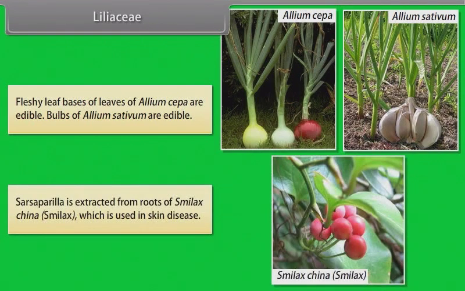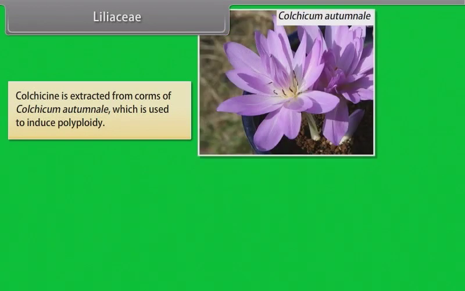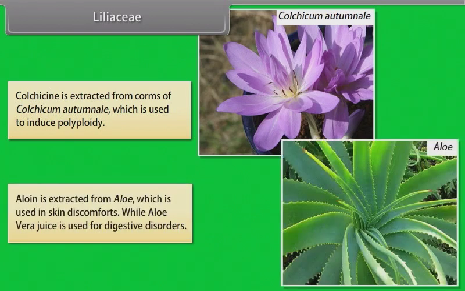Sarsaparilla is extracted from roots of Smilax china, which is used in skin disease. Colchicine is extracted from corms of Colchicum autumnale, which is used to induce polyploidy. Aloin is extracted from Aloe, which is used in skin discomforts, while aloe vera juice is used for digestive disorders.